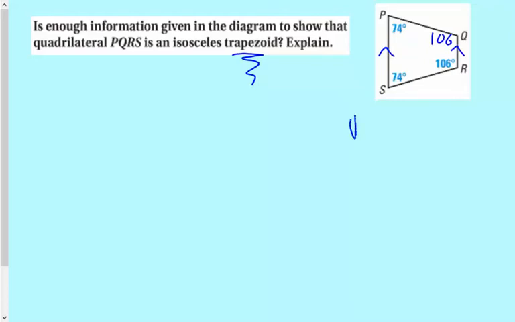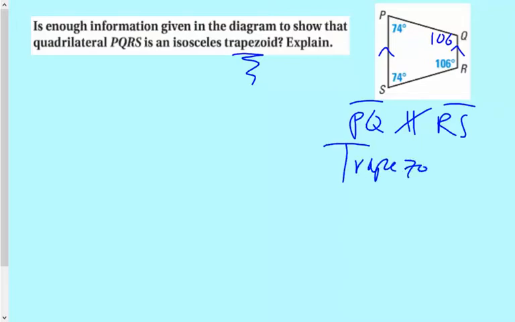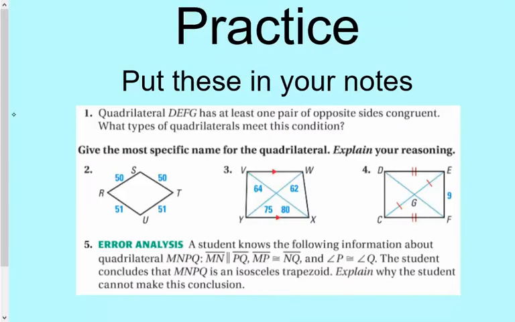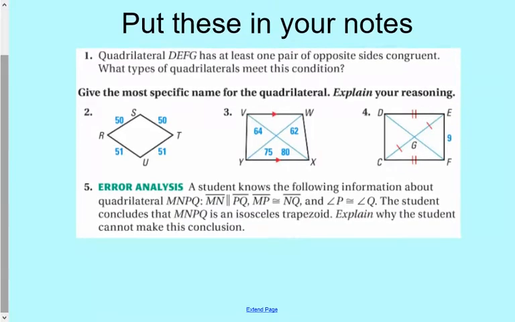And PQ is not parallel to RS. So that's important. So we have one and only one set of parallel sides. So it is a trapezoid. Now, I look at the base angles, 74 and 74, those are congruent, so yes, base angles are congruent. And that would be my reasoning. So, yep, it's isosceles. Here's some more questions for you guys to practice.